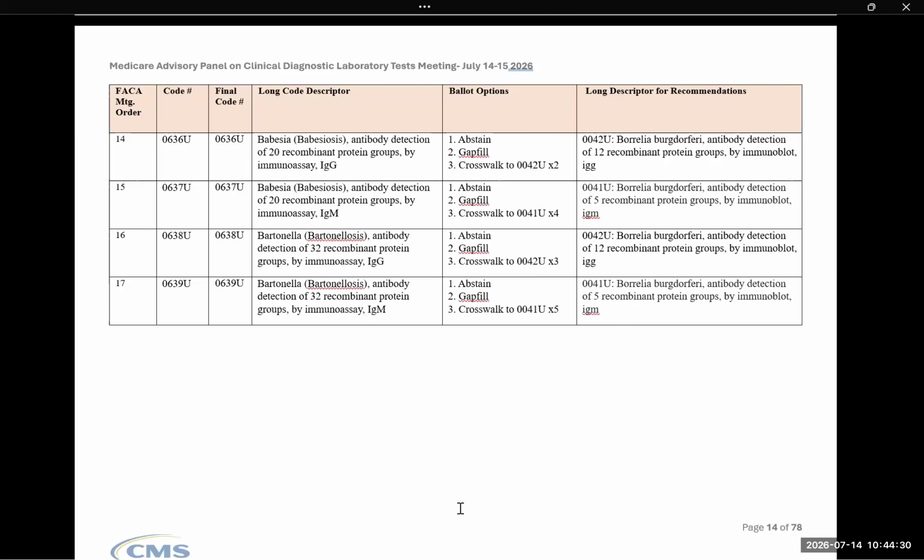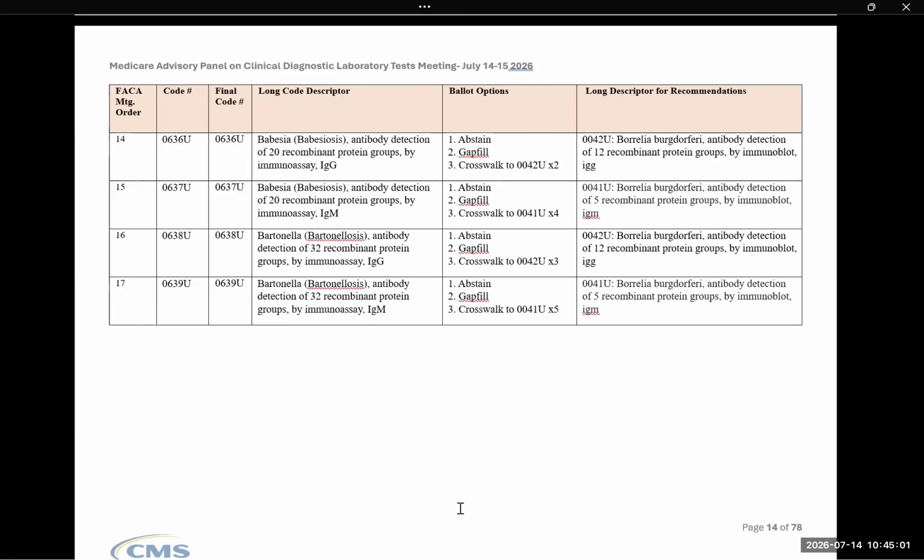0637U, 0638U, and 0639U. Yes, they're all for a single condition, pathogen antibody detection by varying numbers of recombinant protein groups. 0637U and 0639U are for detection of IgM protein groups, while 0638U is for detection of IgG protein groups.